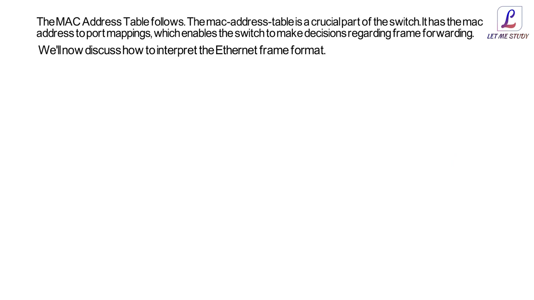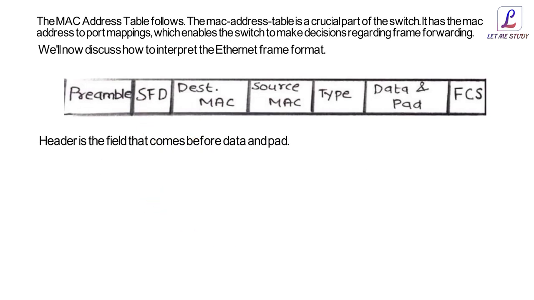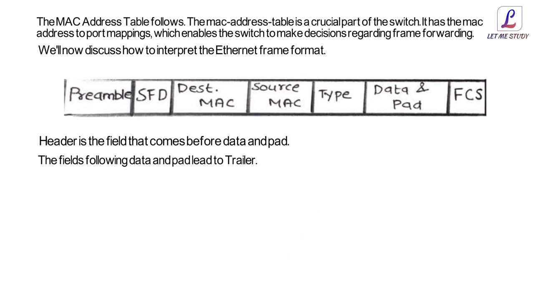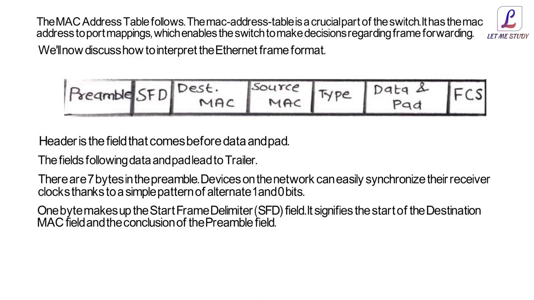We'll now discuss how to interpret the Ethernet frame format. Header is the field that comes before data and pad. The fields following data and pad lead to trailer. There are 7 bytes in the preamble. Devices on the network can easily synchronize their receiver clocks thanks to a simple pattern of alternating 1 and 0 bits. 1 byte makes up the start frame delimiter, SFD, field. It signifies the start of the destination MAC field and the conclusion of the preamble field.